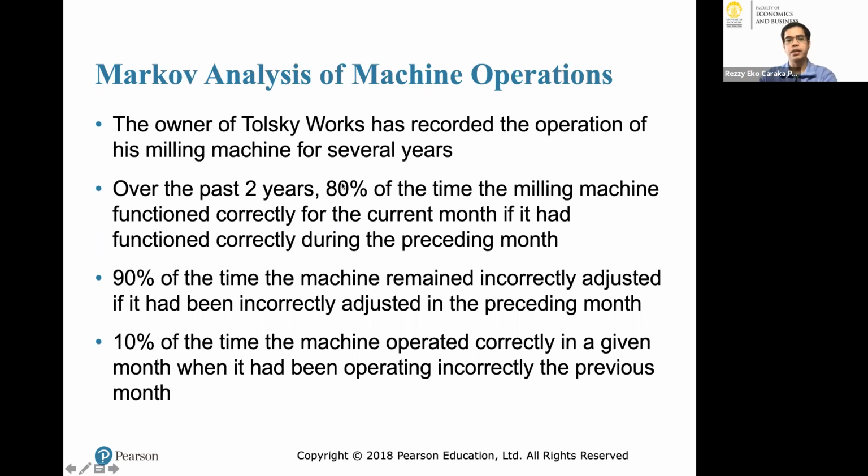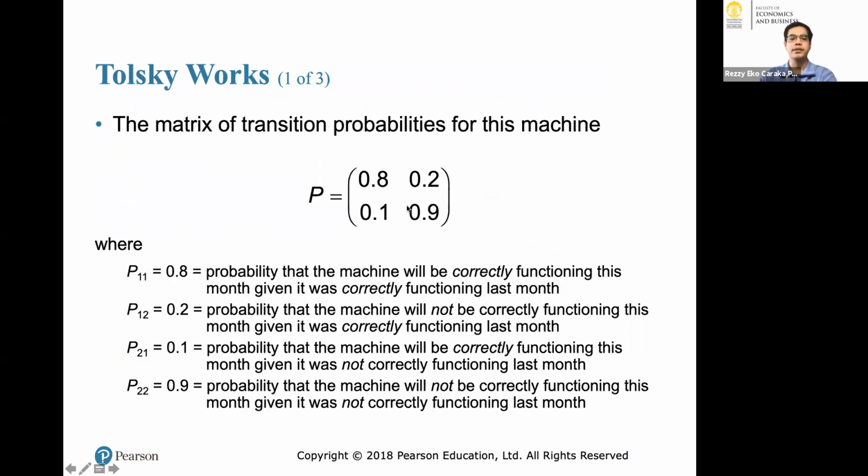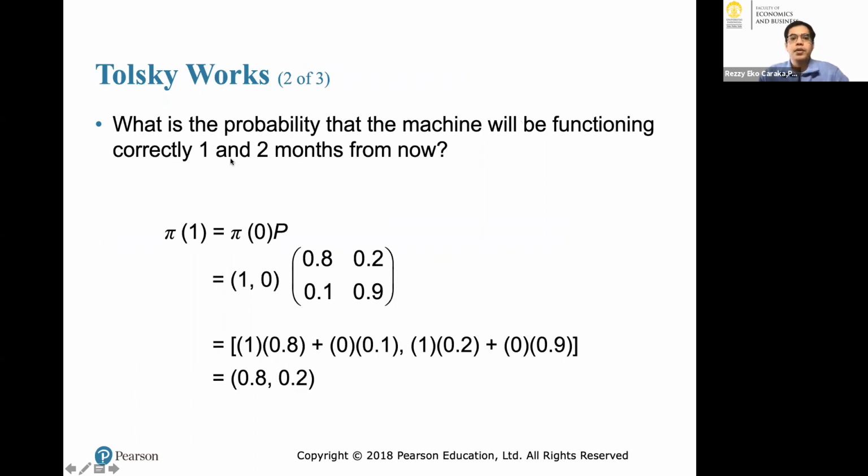Later, if you have this kind of question, you have to know how to put that information into the matrix of probabilities. So for Tolsky Works: what is the probability that the machine will be functioning correctly one and two months from now? We can analyze it like this. We have V1, which is V0 P. Multiply 1 by 0.8 and 0 by 0.1, and 1 by 0.2 plus 0 by 0.9. So we have 0.8 and 0.2. This is the probability that the machine will be functioning correctly one month from now. So this is the answer.